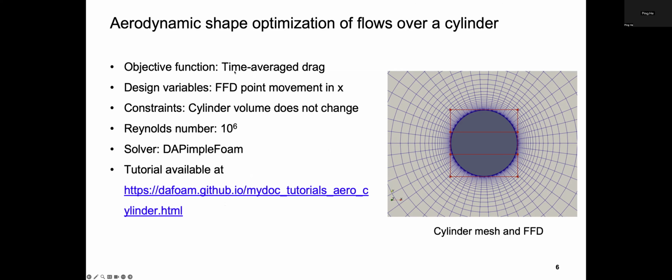The objective function is the time-averaged drag. You can imagine that because it's a cylinder, you will have periodic flow. So we are trying to minimize the time-averaged drag by changing the FFD points. If you look at the right figure, in the X direction, we have a volume constraint. Okay, this is the case setup.